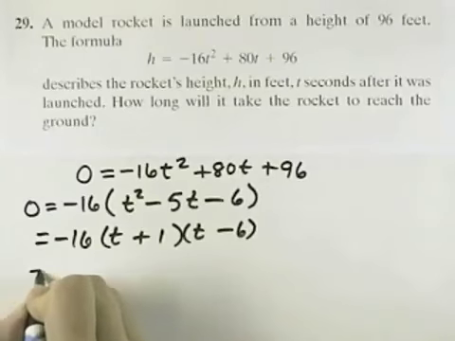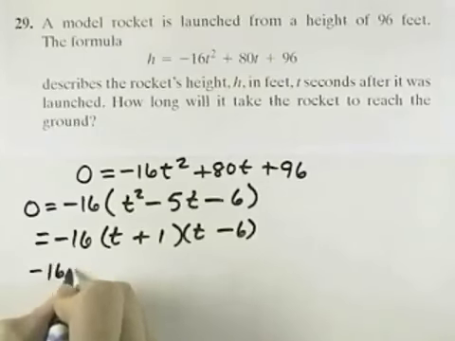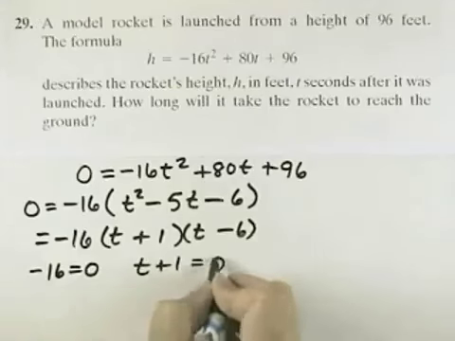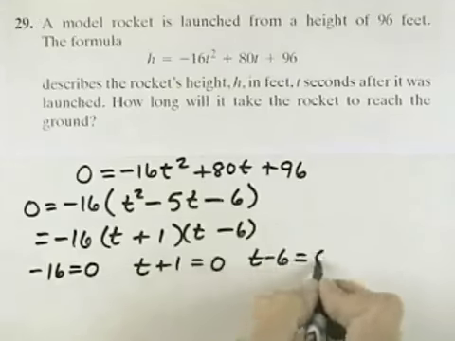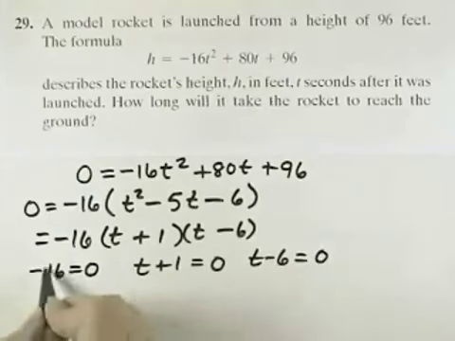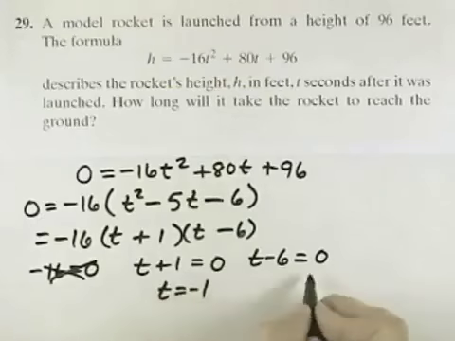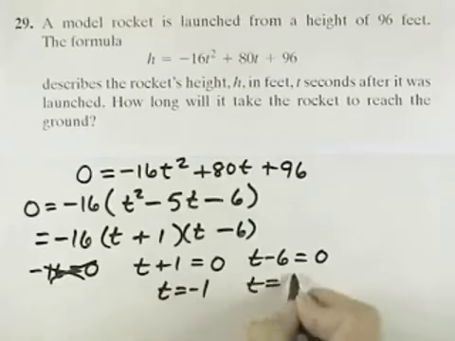Now solving this quadratic equation, I set each of my factors equal to 0. I have negative 16 equals 0, t plus 1 equals 0, and t minus 6 equals 0. Well, negative 16 never equals 0, so that doesn't give me any solutions. But subtracting 1 from both sides, I get t equals negative 1. Or adding 6 to both sides, I get t equals 6.